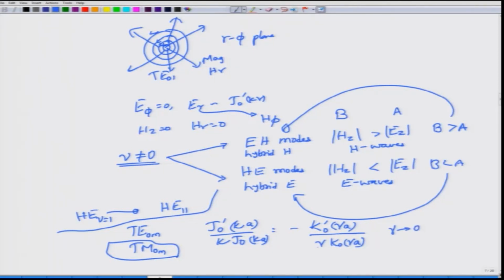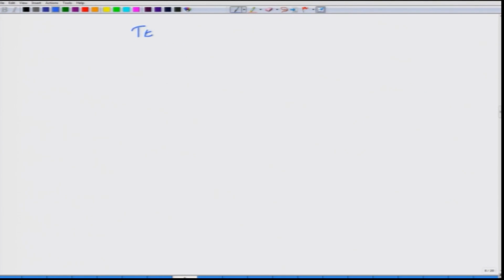So, when gamma is 0, gamma going to 0 means that this term here will be infinity on the right hand side. And on the left hand side, if you want to match the left and the right hand side, the only way to do that would be to set this J0 kappa A equal to 0. So, for the TE0M mode, the cutoff frequency is given by J0 kappa A equal to 0, and the first such solution happens when kappa A equals 2.405.